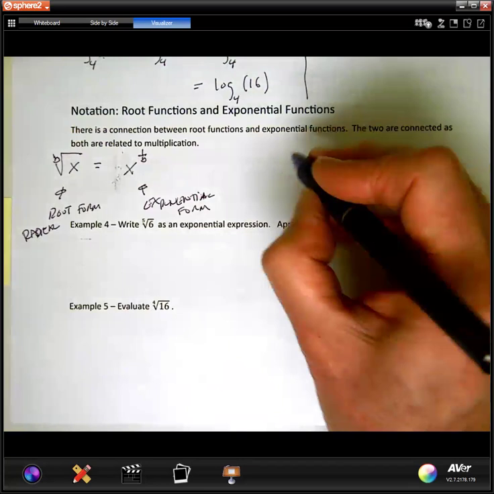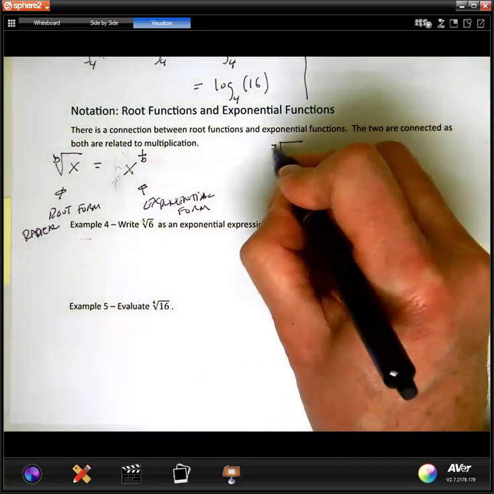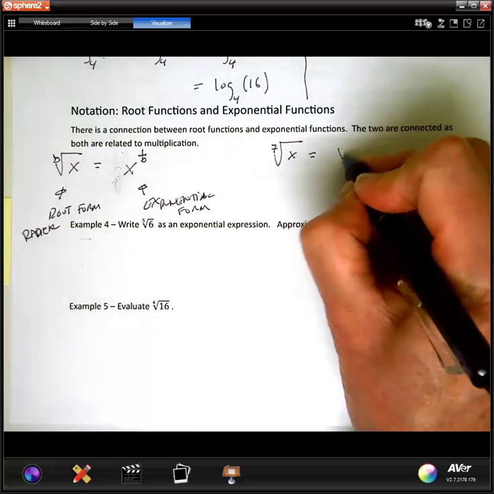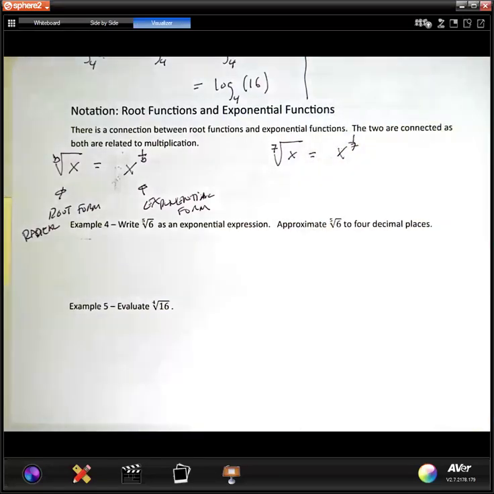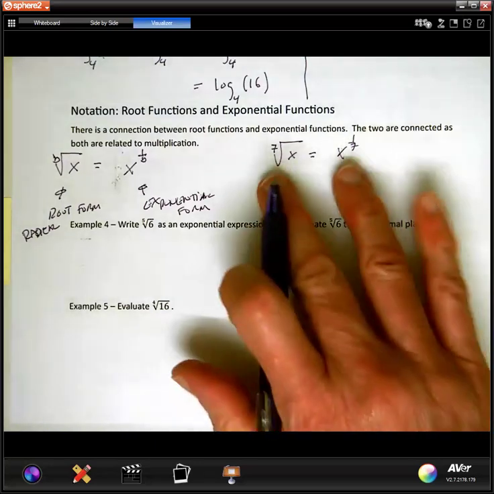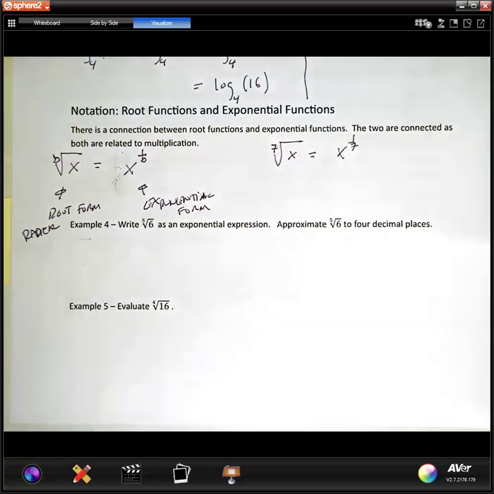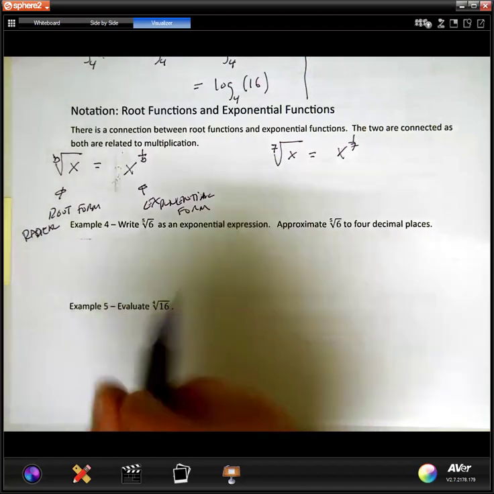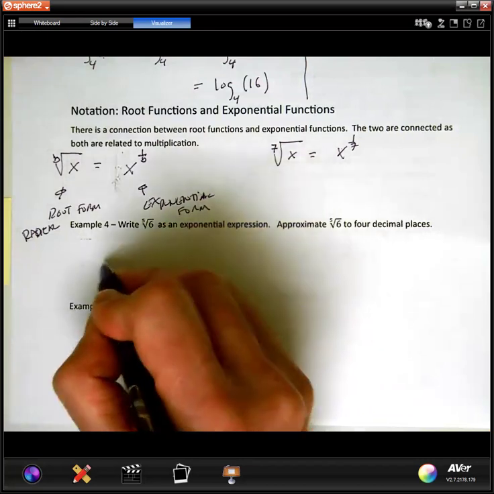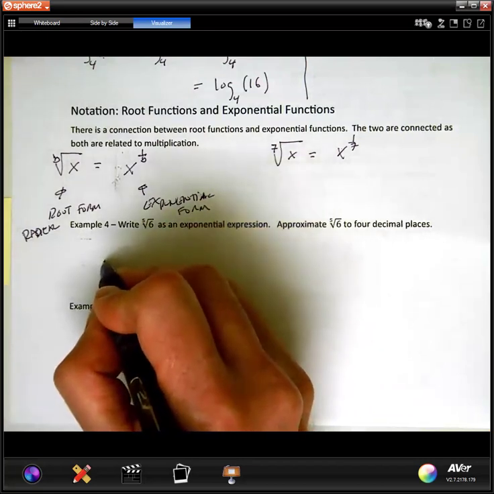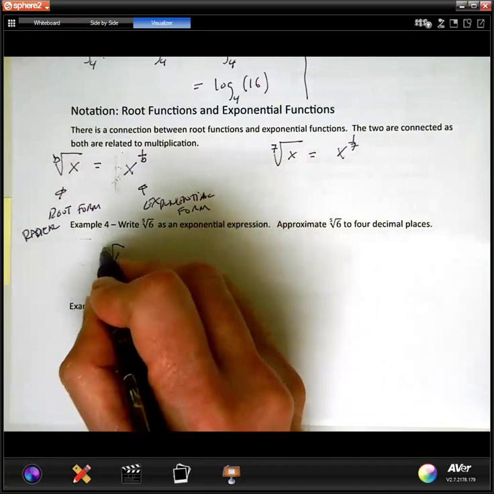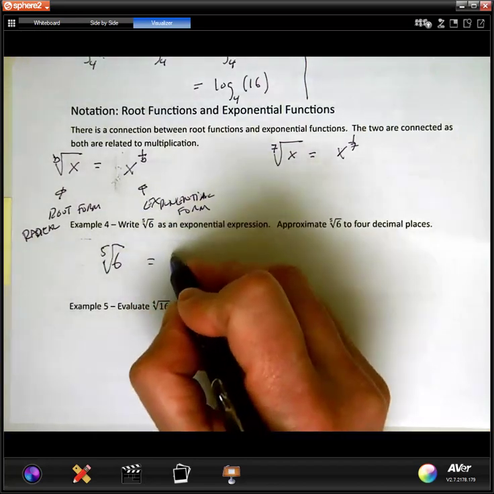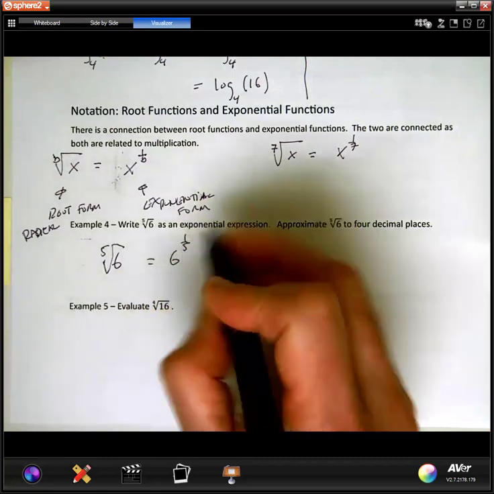So for example, if I were to have something like this, what is the 7th root of x? I would write x to the 1/7 power. Thus, these two are equivalent. Okay. For example, write this as an exponential expression. So then I would go here and go the 5th root of 6 is equivalent to 6 to the 1 over 5.